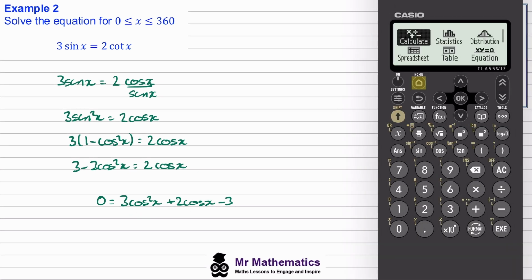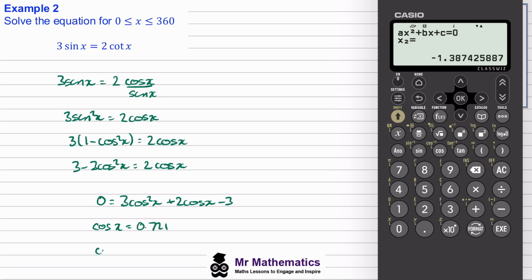If we go to home and we want equation, we want polynomial, and we're quadratic, we've got a coefficient of 3 for the cos squared term, 2 for the cos term, and negative 3 for the constant. So we have approximately cos x will equal 0.721, cos x will equal negative 1.387.